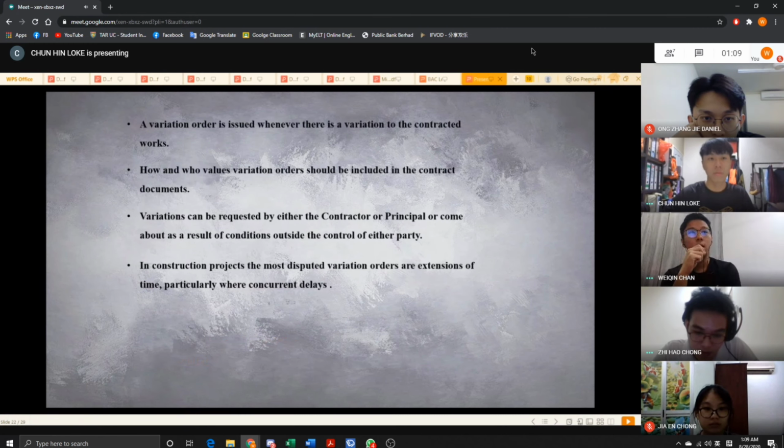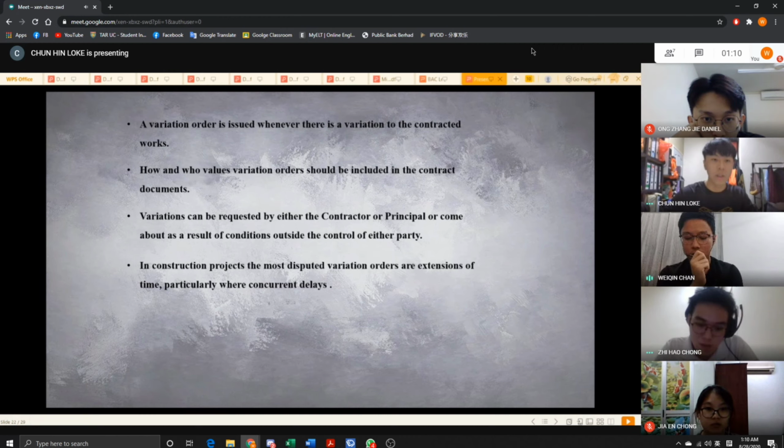A variation order is issued whenever there is a variation to the contractor's work. This may include adding omitted work, increasing or decreasing the quantity of any work, changing the character or quality of any material of work. How and who values the variation order should be included in the contract document.